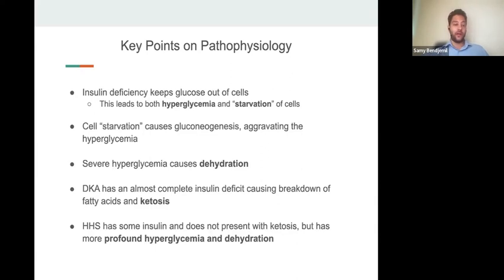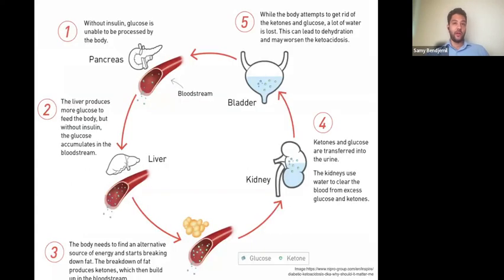Because of the almost complete deficit of insulin in diabetic ketoacidosis, you get ketosis formation and acidosis, whereas in HHS, you have some insulin, so you don't get the ketosis and lipolysis that's going to lead to acidosis, but you do get a more profound hyperglycemia and a more profound state of dehydration.